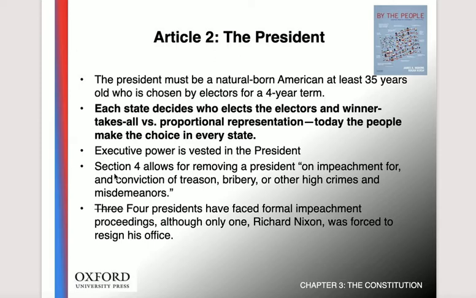The executive power is vested in the president. Section 4 allows for removing the president on impeachment and for conviction of treason, bribery, or other high crimes and misdemeanors. 3 presidents, now 4 presidents, have faced formal impeachment proceedings, and now we have a president that has faced it twice. And at the time of this recording, I only know that the president has been impeached and will go to trial with the Senate. So impeachment is done in the House, and it's just accusing someone of abusing the power of the office of the presidency. And the trial will be in the Senate.